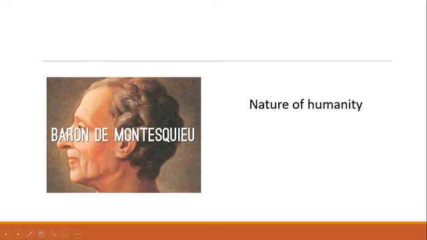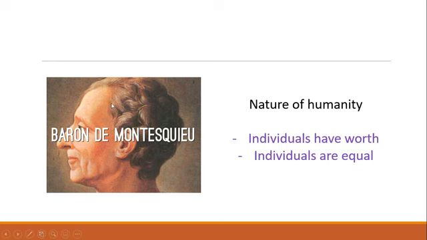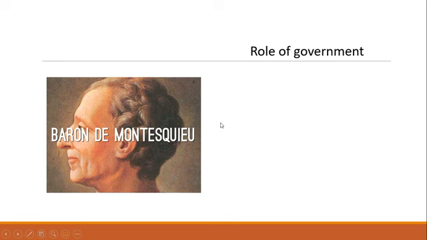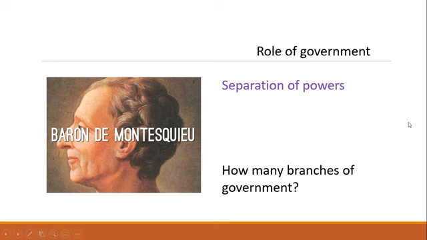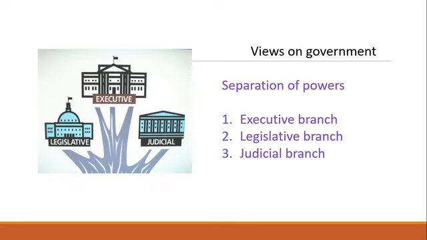What did he believe about the nature of humanity? What are humans like, according to Montesquieu? Well, he says that individuals have worth. Individuals are equal. What about the role of government? What should the government be doing? First of all, very importantly, the government should separate its powers into how many branches? What did your readings tell you? 3 branches of government. So the government should be split into the executive branch, the judicial branch, and the legislative branch. And all 3 of these branches form the tree of government.